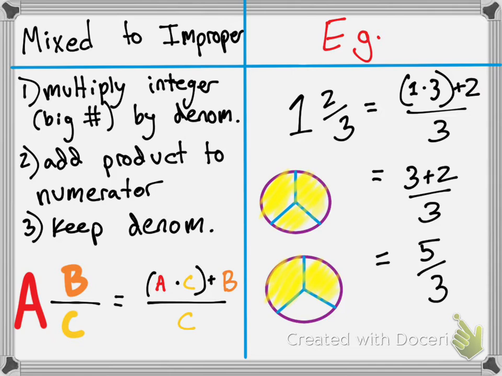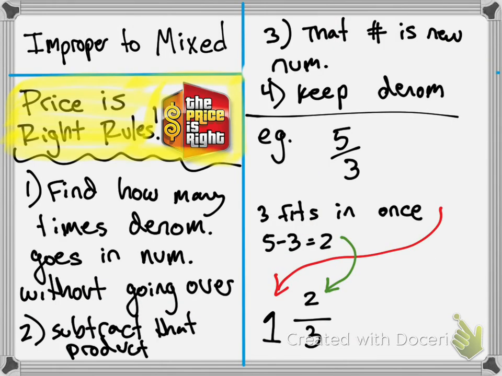Before we move on, before I give another example, I want to show you how to go from improper to mixed. So the first thing is, we follow Price is Right rules. Price is Right rules is this: you can't go over. You make a bet of how much something costs, but you can't go over. So we have to follow Price is Right rules. First thing is we find out how many times the denominator goes into the numerator without going over. Then we subtract that product. That number is the new numerator, and the denominator still stays the same.